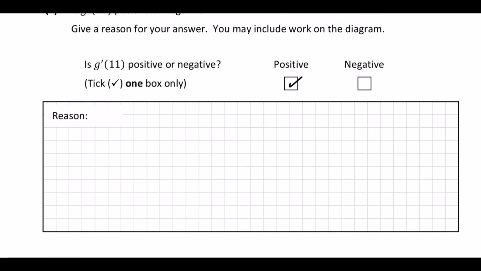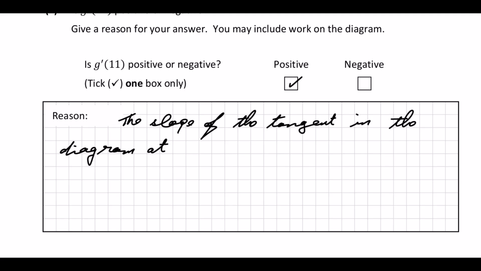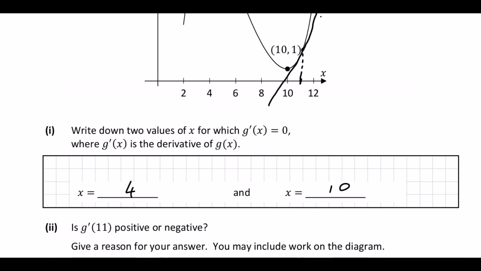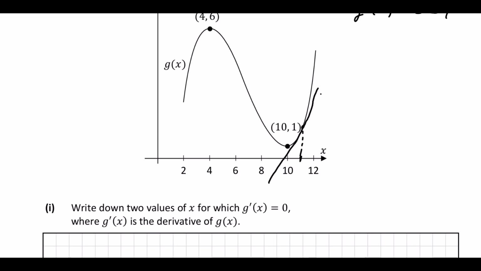Reason, well, you can say the slope of the tangent in the diagram at x is equal to 11 is positive. Or you could say the graph is increasing at x is equal to 11. So you can see here that the graph is increasing, so any slopes of any of the tangents up along there are going to have positive slopes. Here the graph is decreasing, so these will have negative slopes all the way down along here. All the slopes of the tangents along here will have negative slopes. Anyway, that's it for question 3.